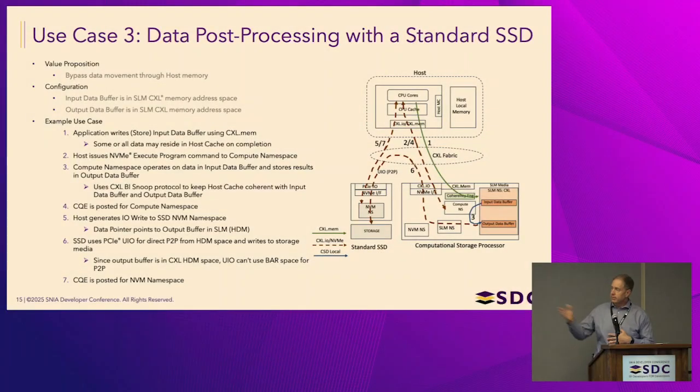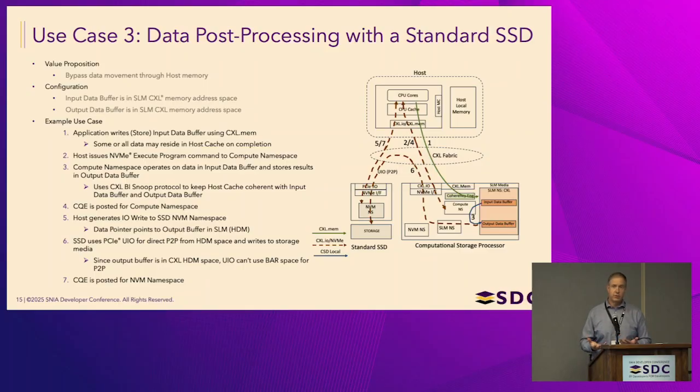Yeah. All right, so for use case number 3, this is a situation where we're going to do some post-processing with a standard SSD. We have the picture showing a computational storage processor and a traditional SSD sitting next to it on its left. So this is a peer-to-peer example. The benefit is that we're going to bypass the host for data movement. In this example, both of our input and output data buffers are in Host Addressable SLM. They happen to be configured for CXL.